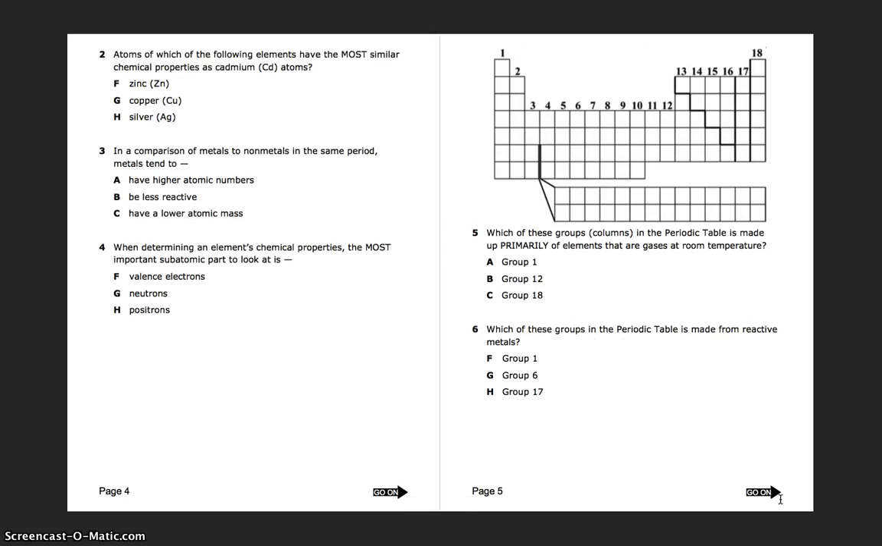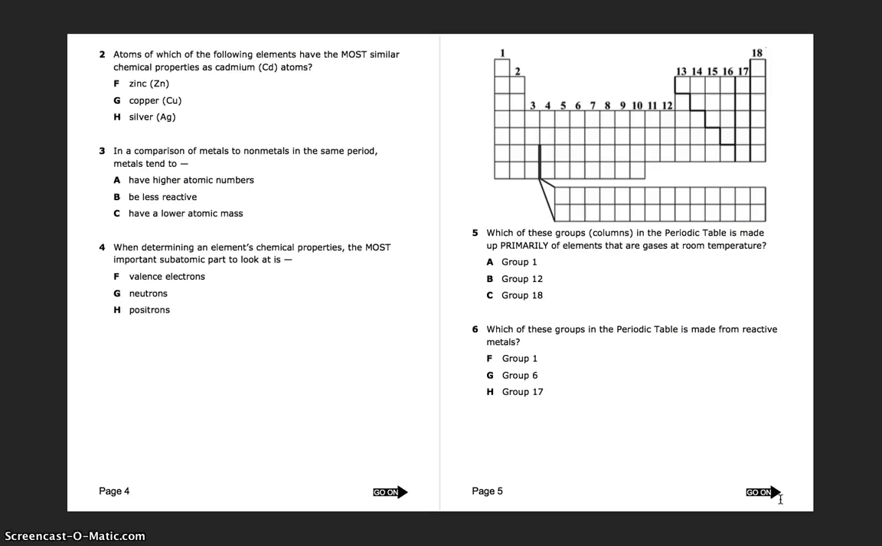Number 2. Atoms of which of the following elements have the most similar chemical properties as cadmium atoms? F. Zinc, G. Copper, H. Silver.